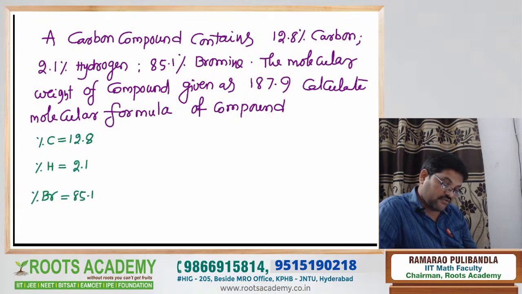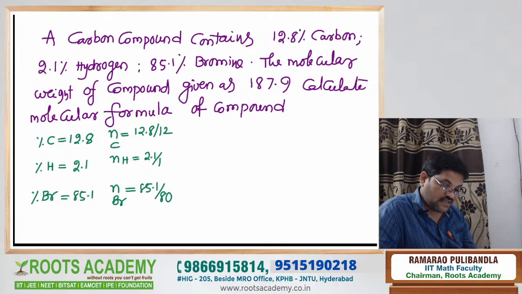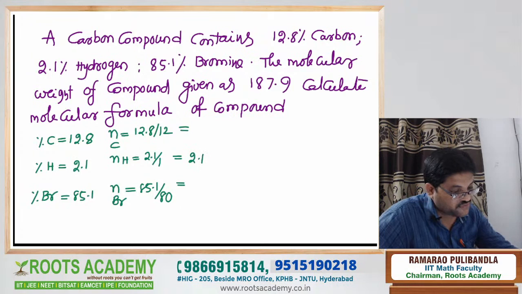Understood, Nana? First you have to find out the number of mole atoms. Number of mole atoms of carbon, 12.8 by 12. Number of mole atoms of hydrogen, 2.1 by 1. Number of mole atoms of bromine, 85.1 by 80. Right? So from that, what do you get? You get 2.1. Now on simplifying, you get those values.